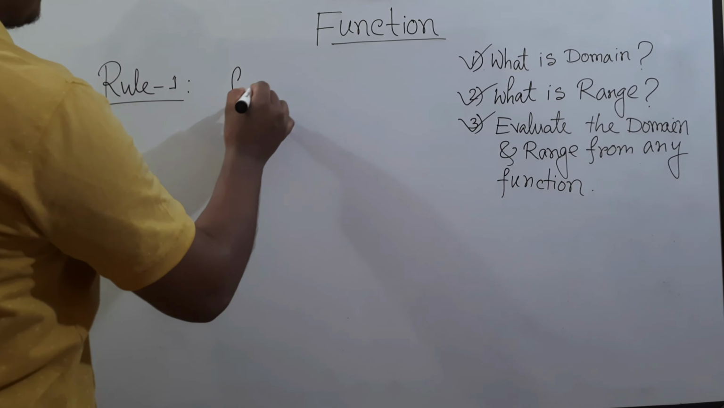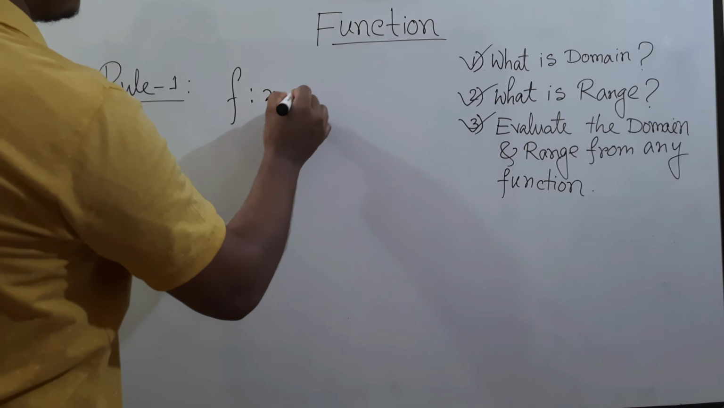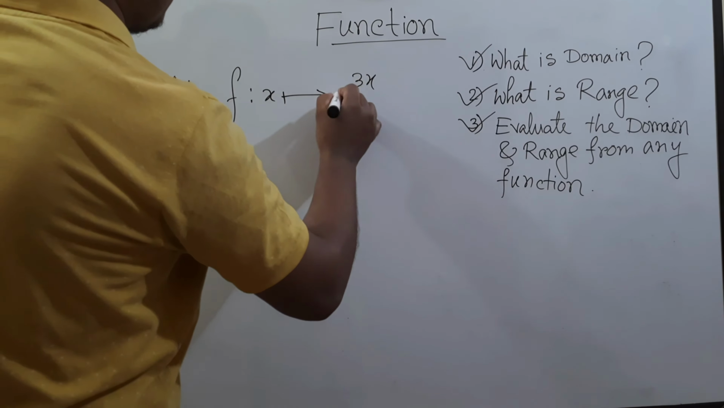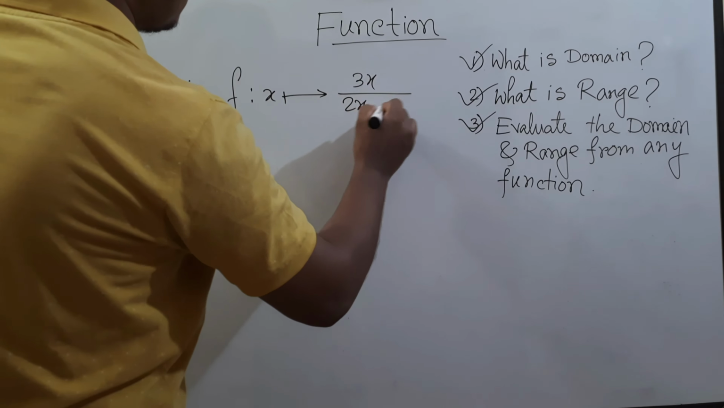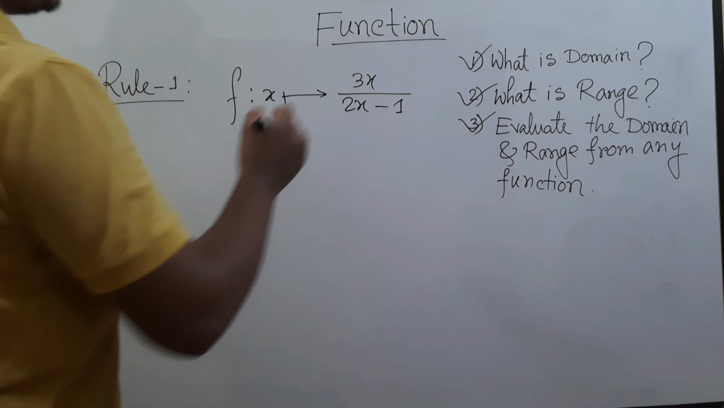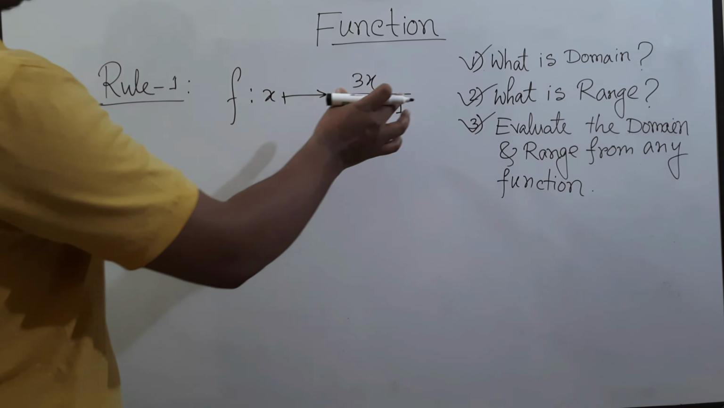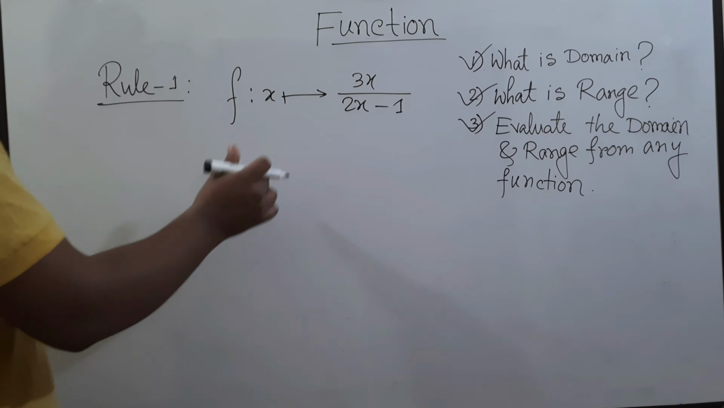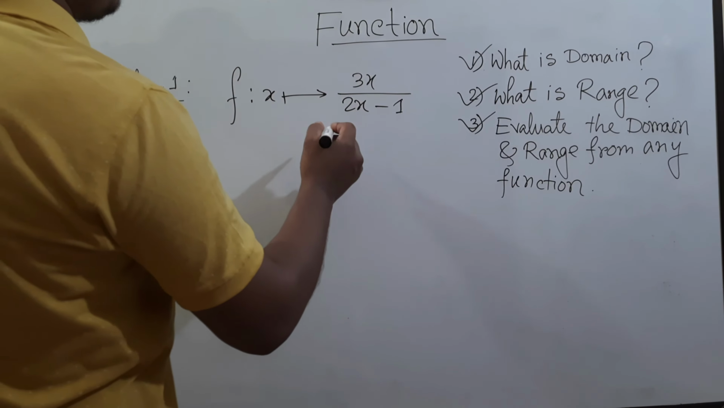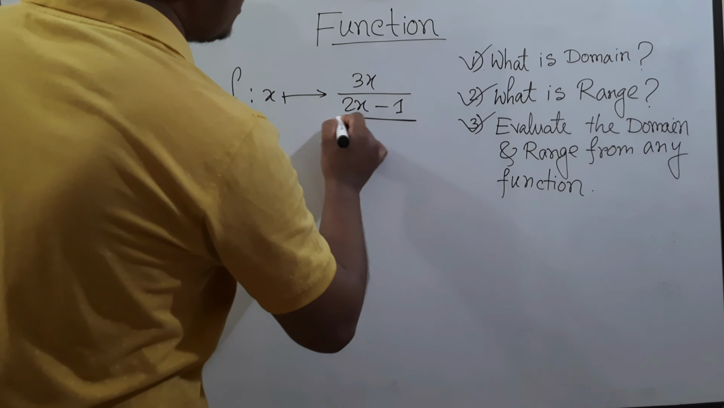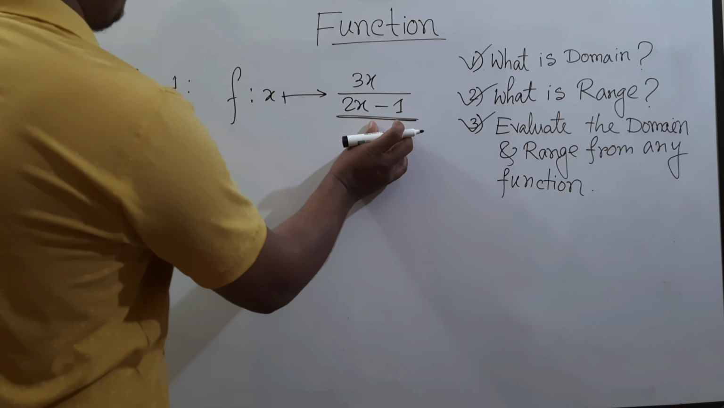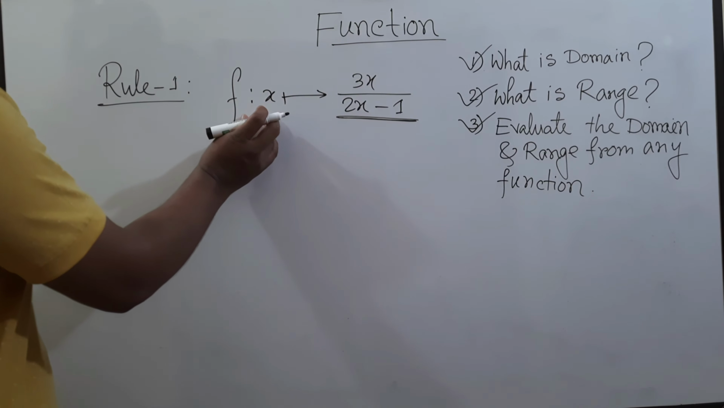Okay, let's say f is a function, x is mapped to 3x over 2x negative 1. This is a rational function. For any rational function, we can find the domain and range. So we know that in a rational function, the denominator cannot be 0. So if the denominator is 0, then the function will be undefined.